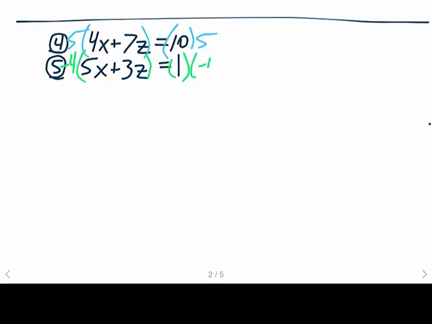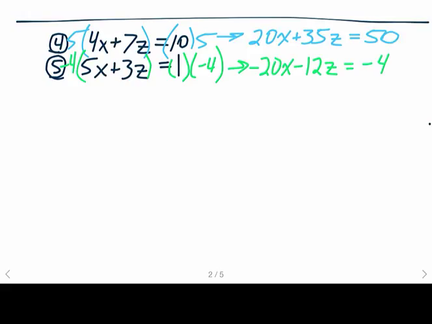And when I do that, what I'll be doing is eliminating the x's, although the choice of variable up to here is really up to you. So multiplying equation 4 by the number 5, I get 20x plus 35z equals 50. Multiplying equation 5 by the number -4, I get -20x minus 12z equals -4.